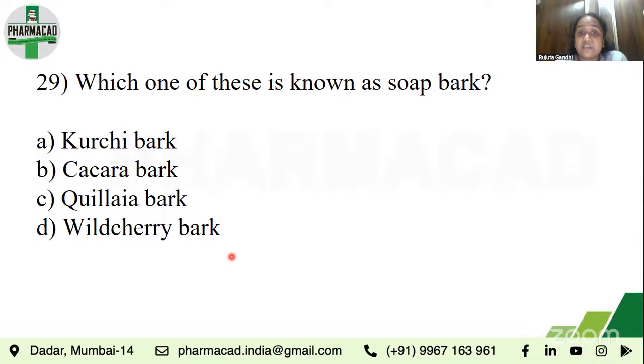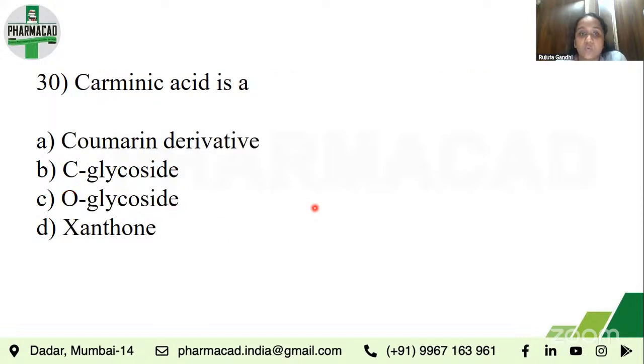Which of these is known as a soap bark? Soap bark means there will be saponin in it. So which of these is known as soap bark? Is it Fuji, Cascara, Pulaja or White Cherry? Okay, I'm getting the answers. Right, it is Quillaja bark. It is also known as Quilaya bark. They are synonyms of each other. It comes under the class of saponin glycosides and it is also known as soap bark.